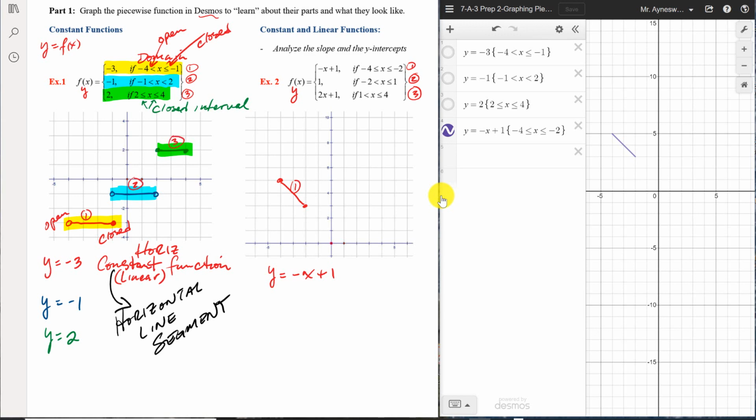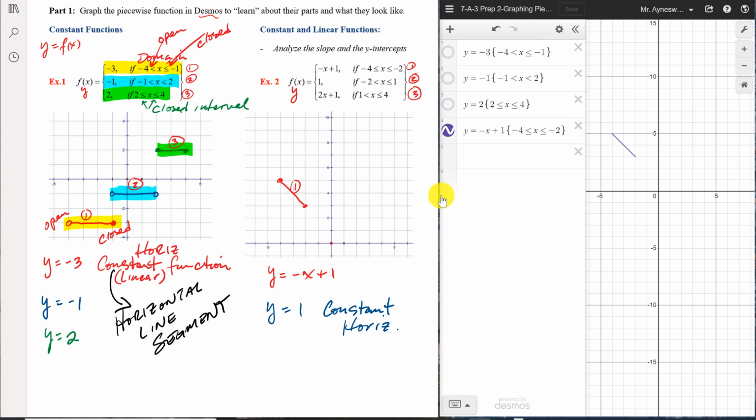Okay, next one. Now the next function, let's switch colors. The next function is y equals 1 right here. That's a constant. Okay, because it's a constant, it's horizontal. Why? Because we learn from the past, right? We learn from the first example. So this is going to be a horizontal line from -2 to 1, at the height of 1.